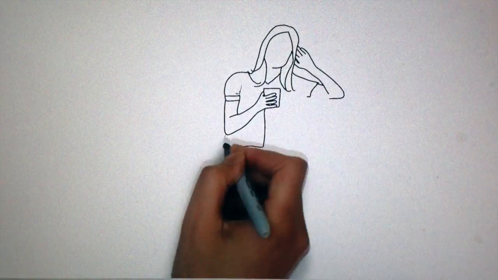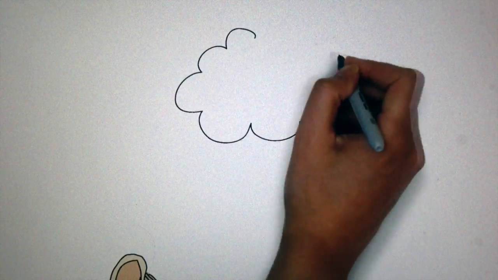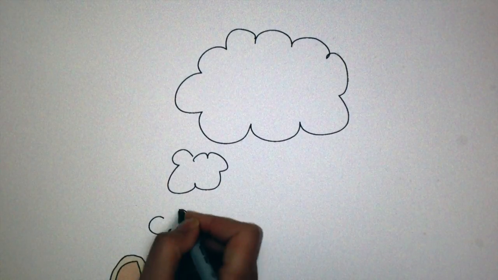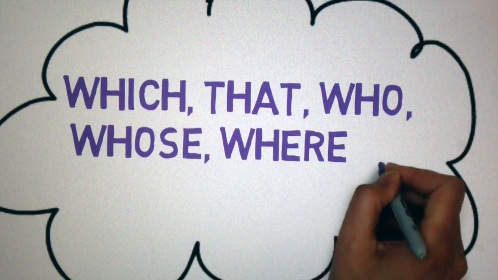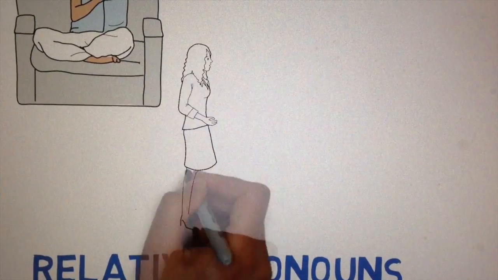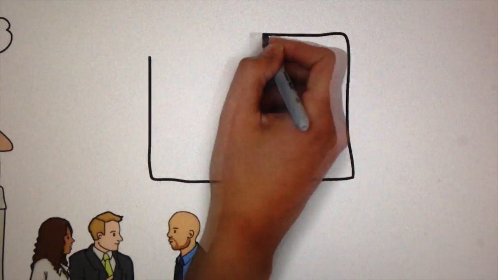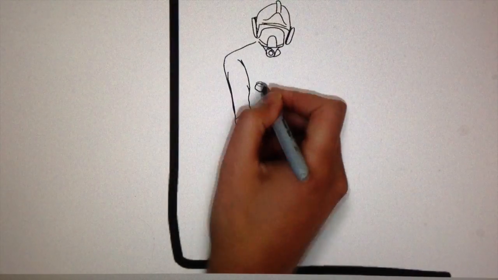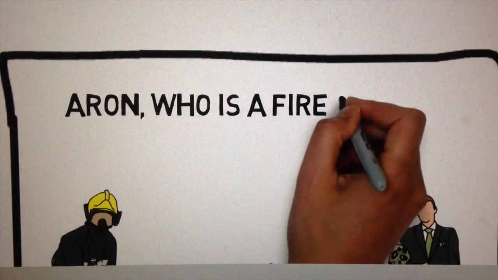Do you know when you have to use which, that, who, whose, where, and when? Well, in this lesson I'm going to explain how and when you have to use each relative pronoun. First of all, a relative pronoun is an incredible instrument when you want to communicate extra information to another person or to make clear which person or thing you are talking about.